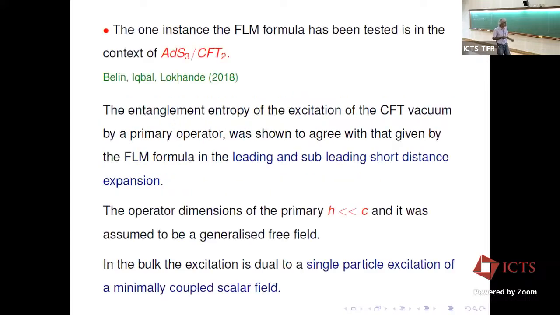There has been only one instance previous to this in which this formula has been tested explicitly, by these authors. They considered an excitation by a primary operator in a 2D CFT, and it was shown to agree with the FLM formula. This operator's dimension is perturbative, much less than c, and it was assumed to be a generalized free field. In the bulk, the excitation is dual to a minimally coupled scalar.